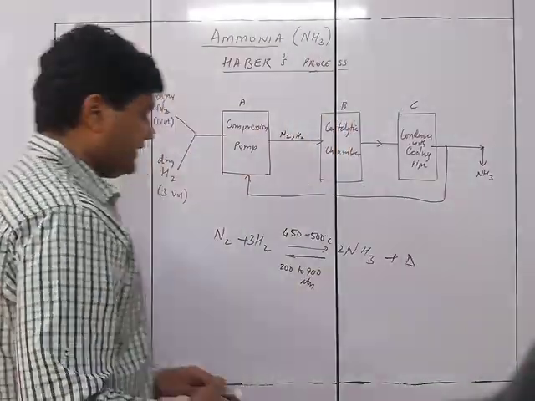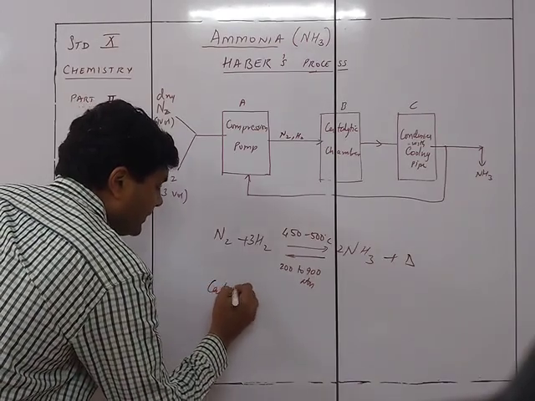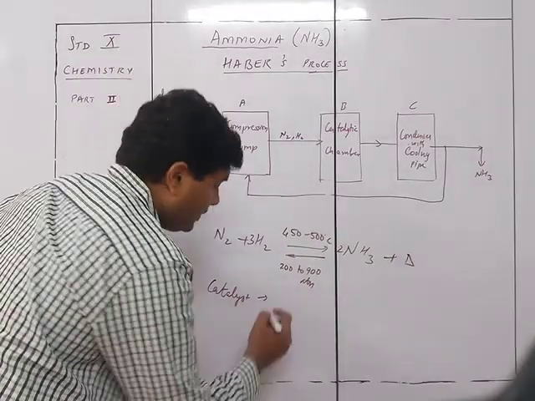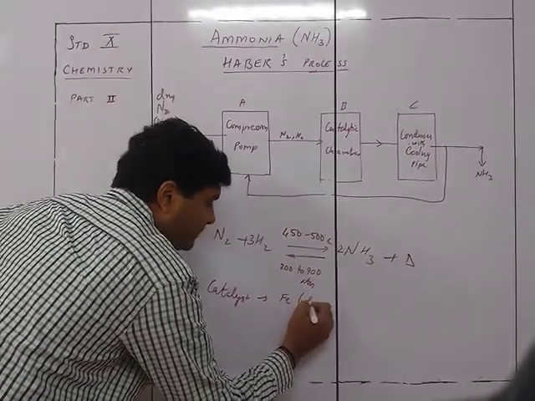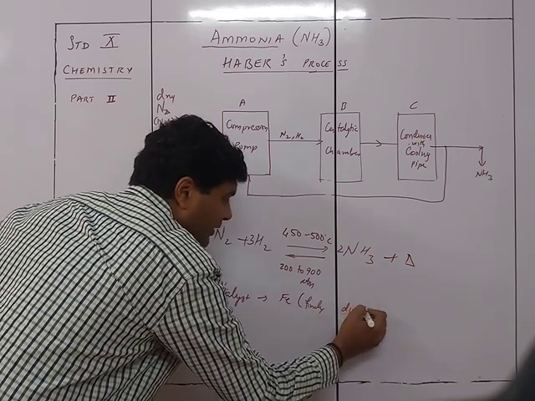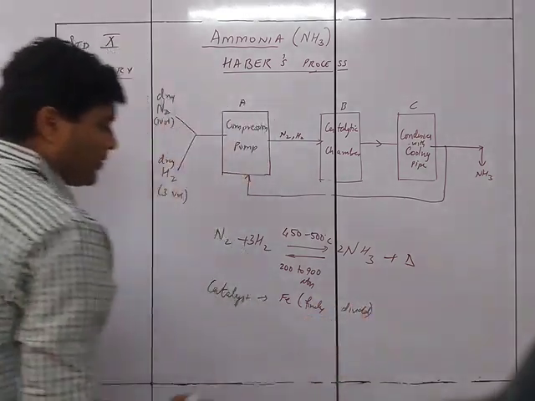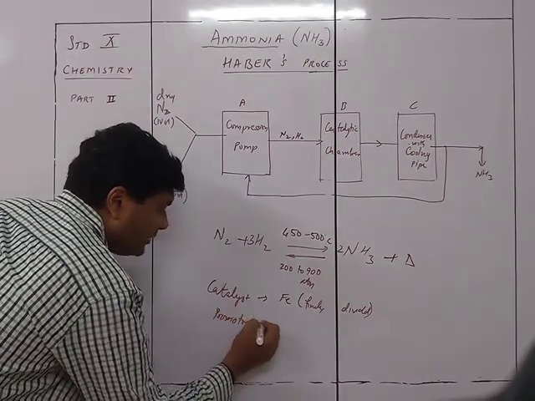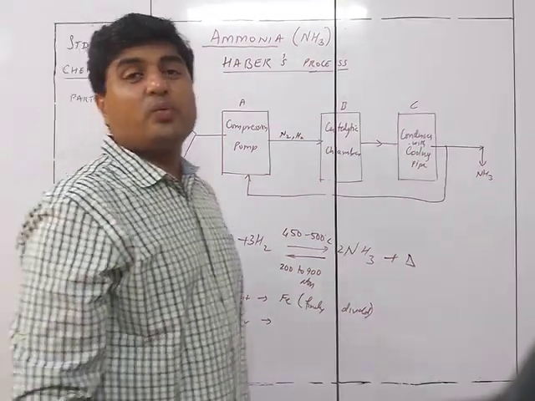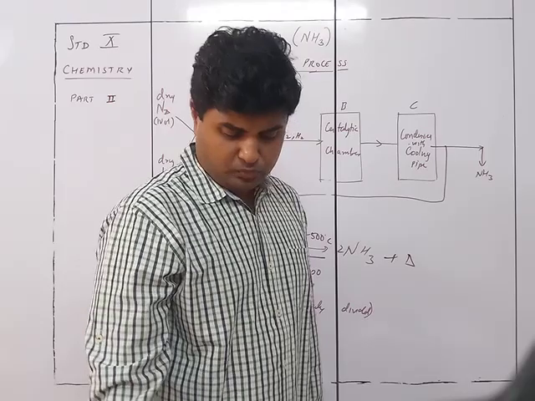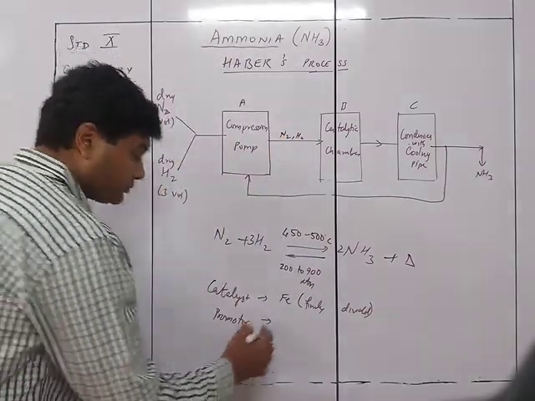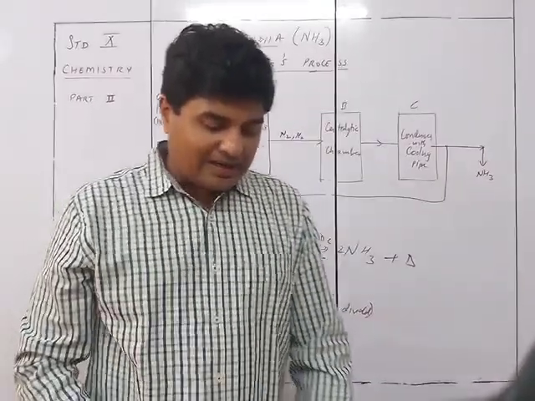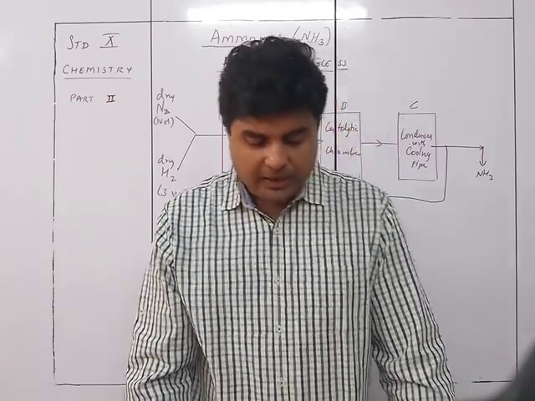The catalyst over here is finely divided iron, Fe. So we are going to have a very fine powder of iron, and we have got a promoter also. What is the promoter? It is something which supports the catalyst, which is helping the catalyst. The promoter is molybdenum, Mo. Molybdenum is the promoter.